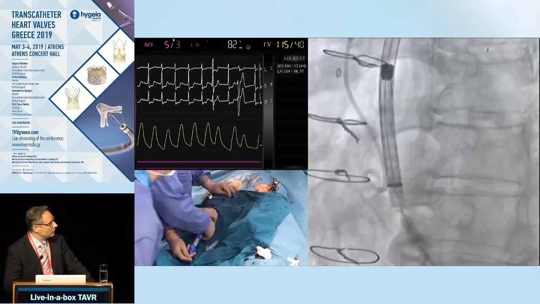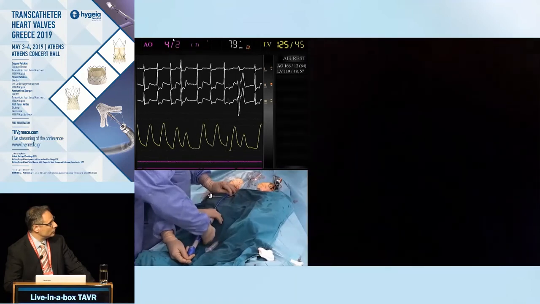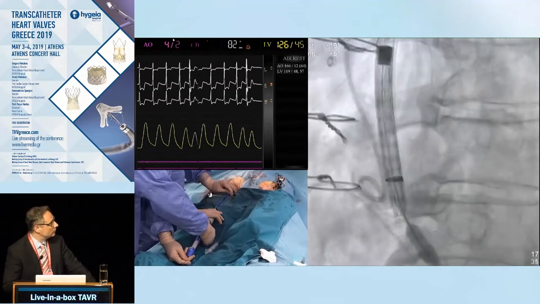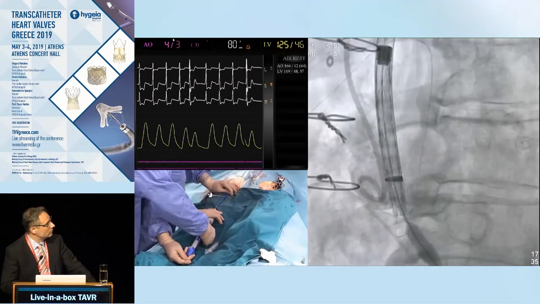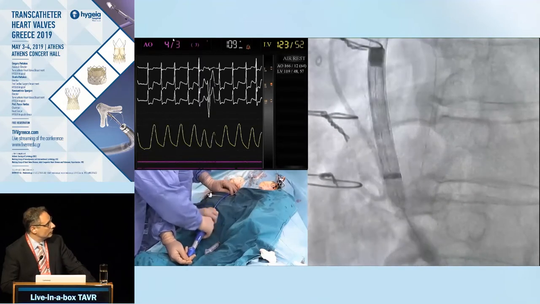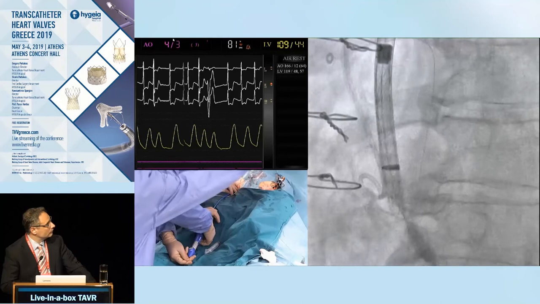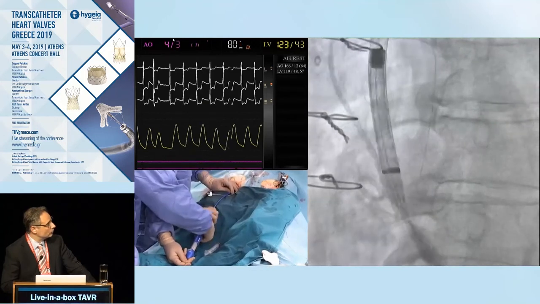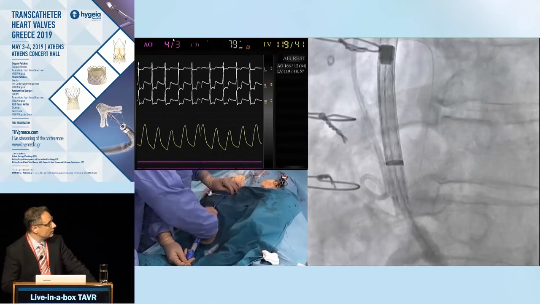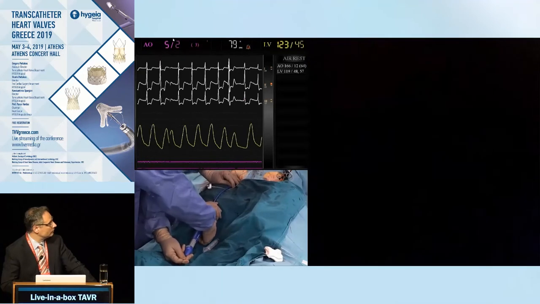And we start the deployment slowly. We can deploy the first one third slowly. We don't need always rapid pacing when we use this type of valve. We need also the pigtail as a marker. We try to stabilize the valve and to control the tension. And then we start slowly releasing and deploying the valve. You see slowly the flare coming up.